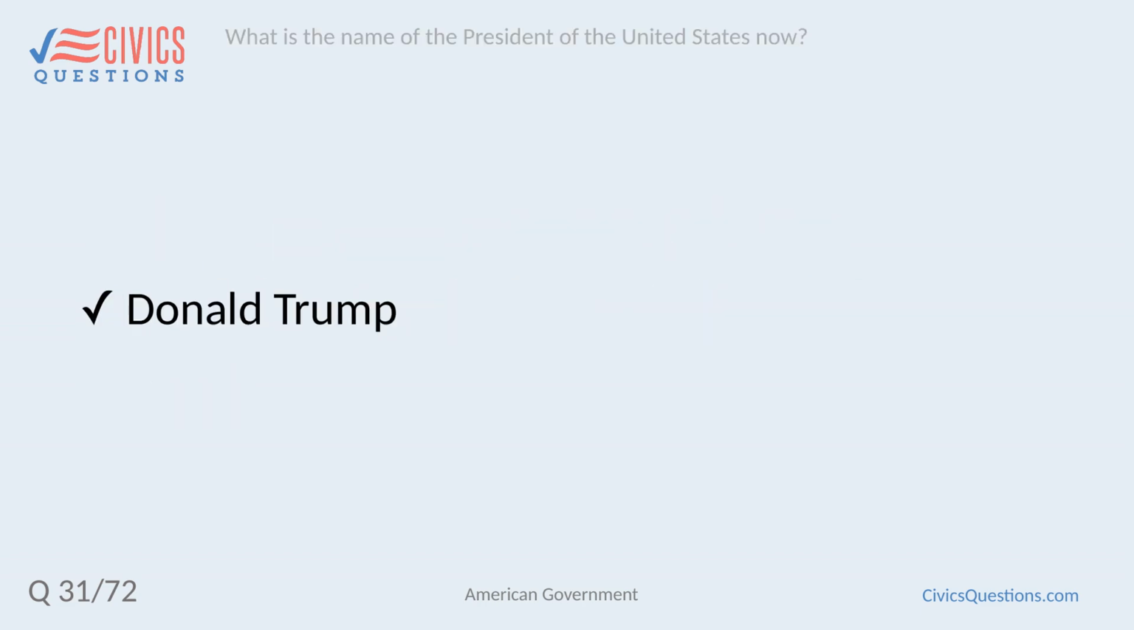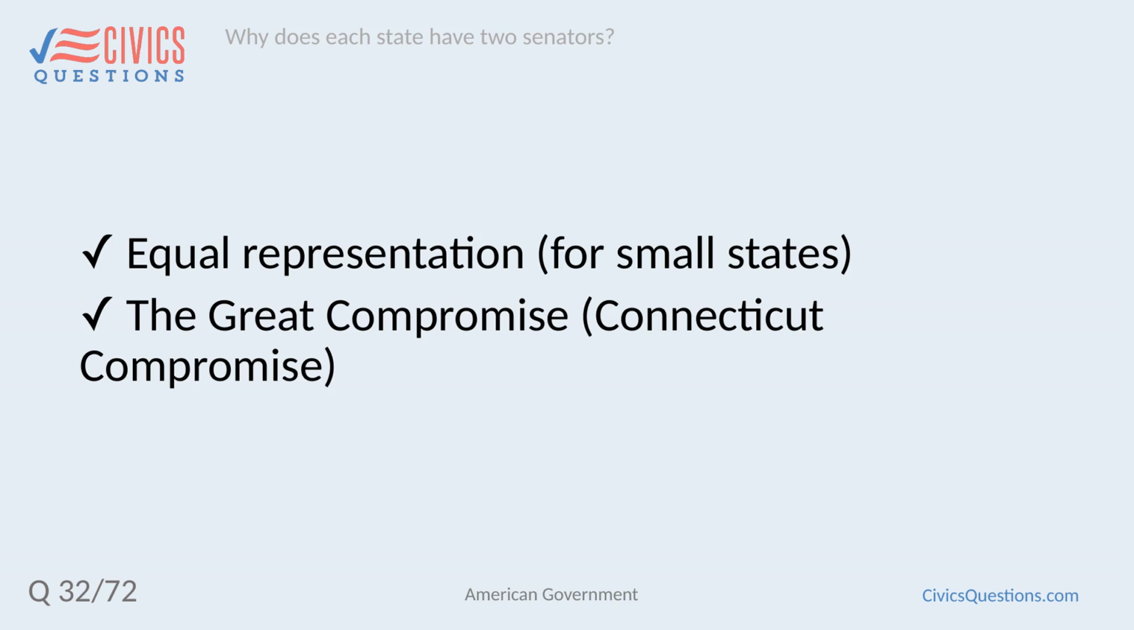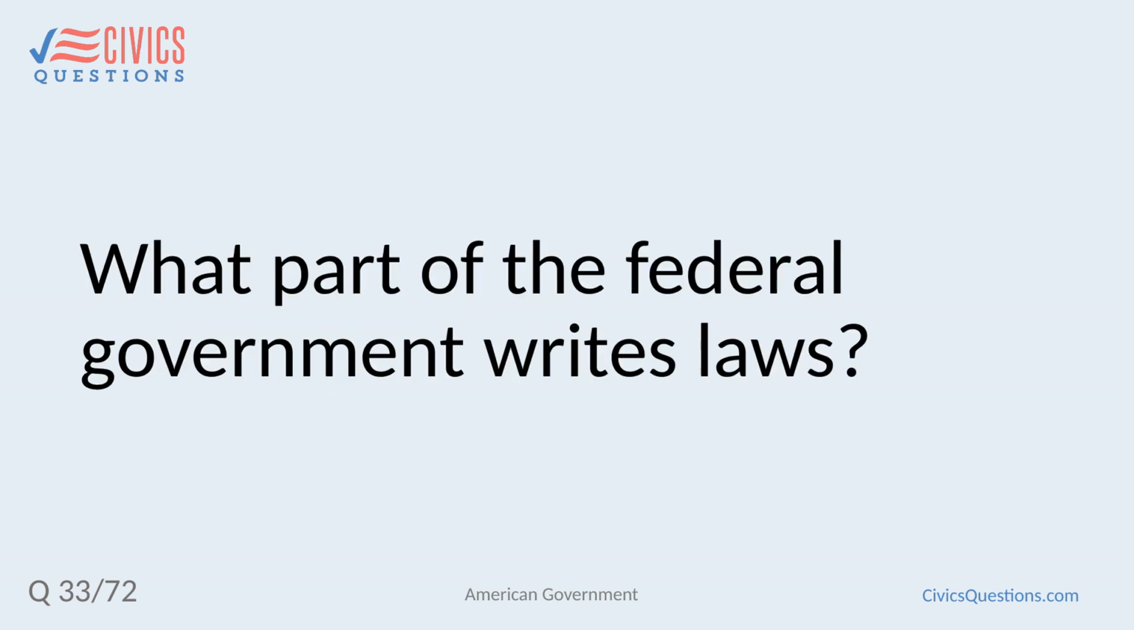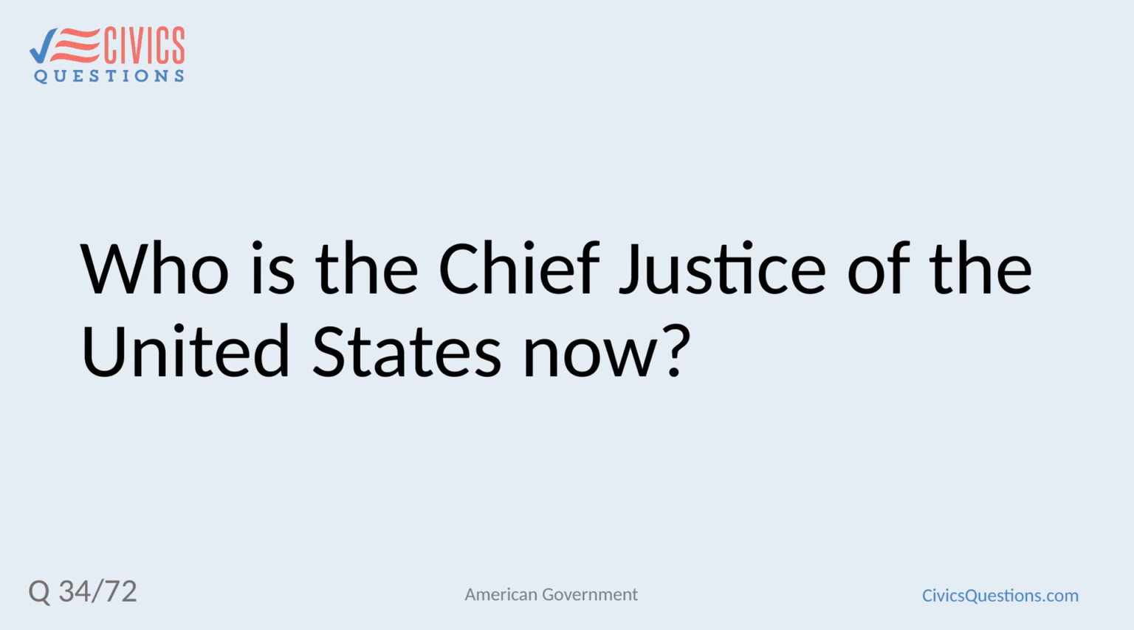Donald Trump. Why does each state have 2 senators? Equal representation for small states. The Great Compromise. Connecticut Compromise. What part of the federal government writes laws? U.S. Congress. U.S. or National Legislature. Legislative branch. Who is the Chief Justice of the United States now?